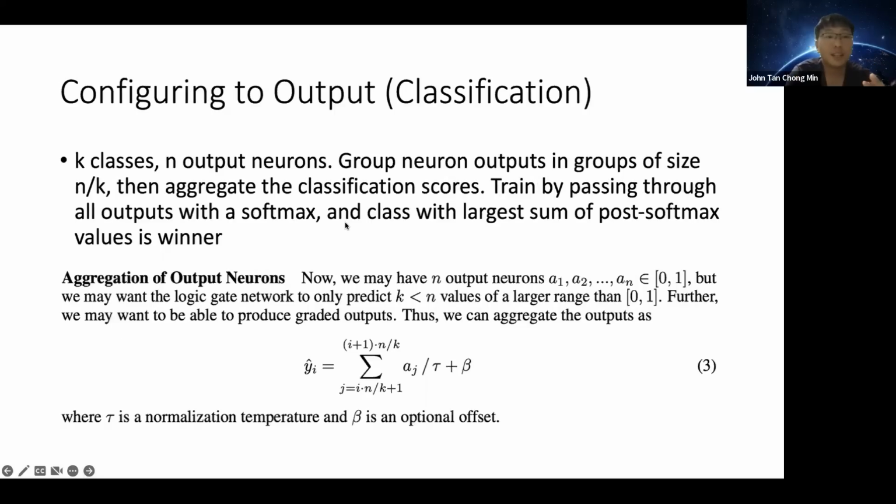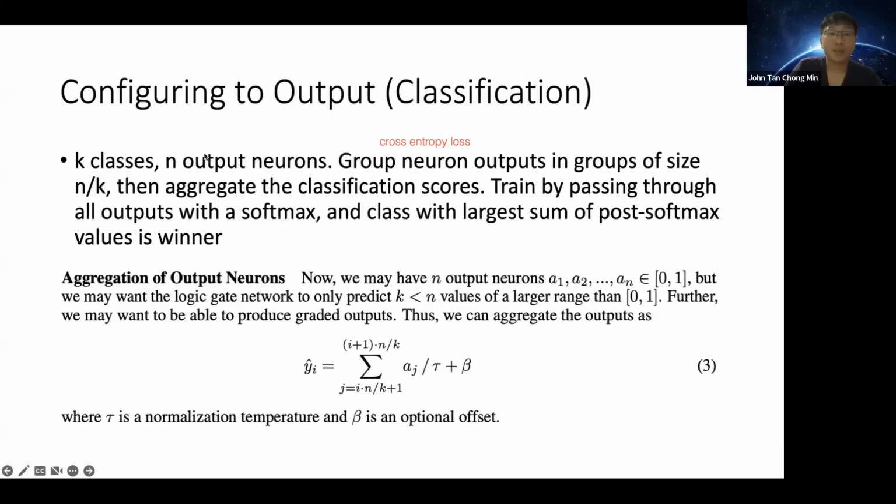Okay, so this is something new, right? Because when we want to do classification, we want to do some form of softmax at the end, so you want to use some form of cross entropy loss. So you need to sum up the outputs into certain classes.